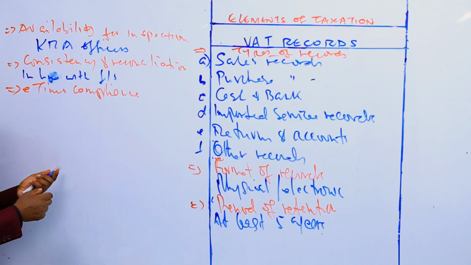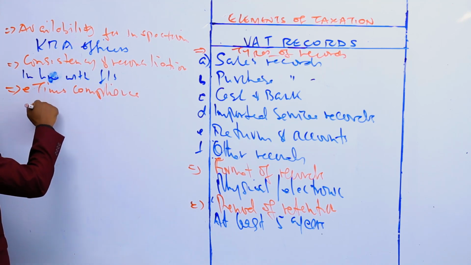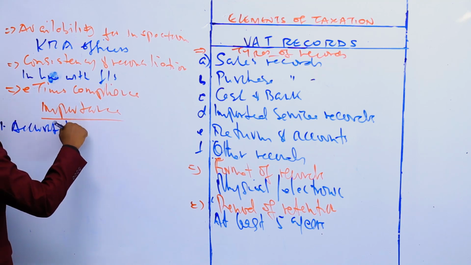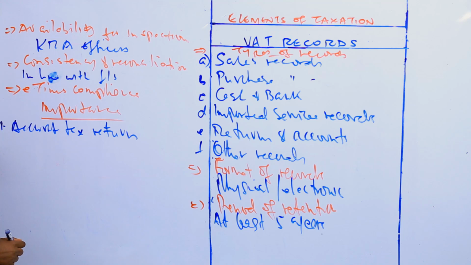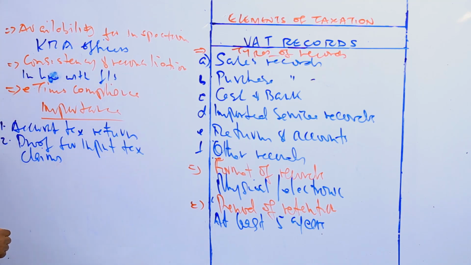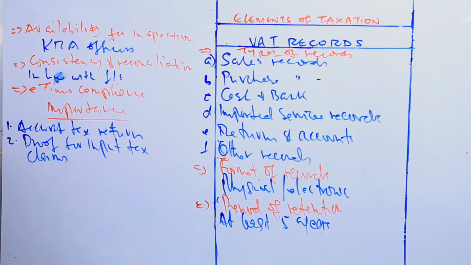Yes. Now let's finally discuss the importance of keeping VAT records. What is the use? What is the importance of keeping accurate VAT records? One is to facilitate accurate tax returns. Keeping VAT records ensures correct calculation of output tax, input tax, and net VAT liability. Another reason is that these records can be proof for input tax claims. Without valid records, especially proper tax invoices, input tax claims will be disallowed, leading to increased VAT payable.